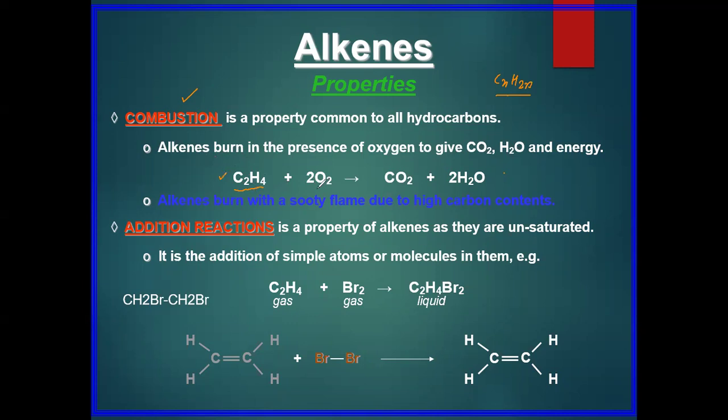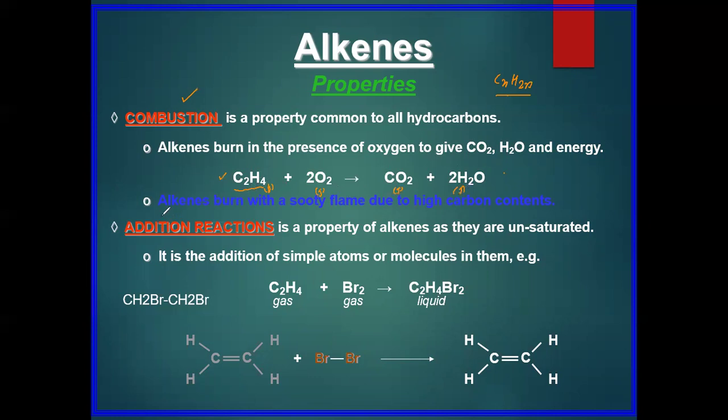When ethene is burnt in excess air, it will produce carbon dioxide and steam. So this is a gas, this is a gas, this is a gas, and this is a gas, meaning steam.